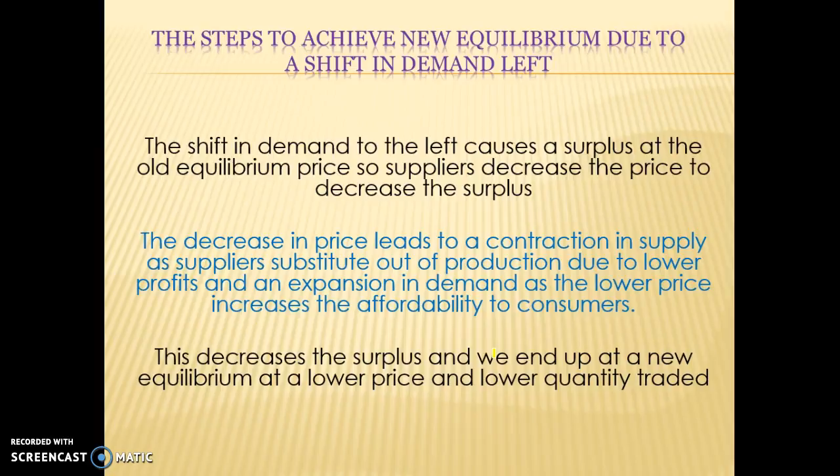What you've just done, my apologies, is a question asking what happens if we shift the demand curve to the left. So what would happen? The shift in the demand curve causes a surplus at the old price because we're now demanding less. So suppliers decrease the price to decrease the surplus. The decrease in price leads to a contraction in supply because there's less profit, or suppliers substitute out of the market. It also leads to an expansion in demand because it's now cheaper. So the actual demand curve is shifted to the left, but eventually the lower price leads to an expansion in demand. This decreases the surplus, and we end up at a new equilibrium at a lower price and lower quantity traded.